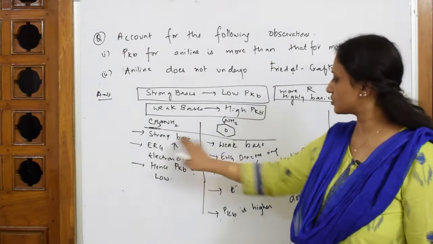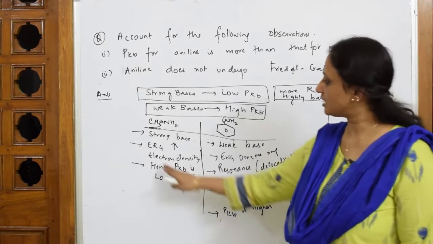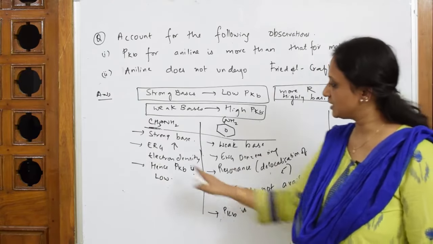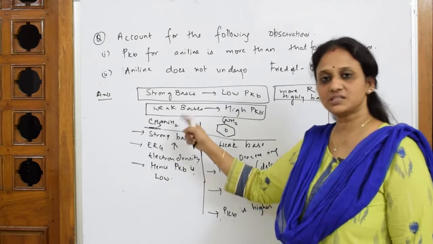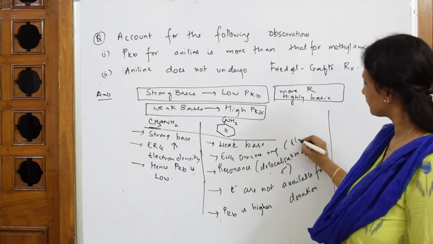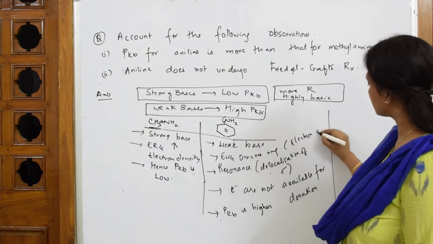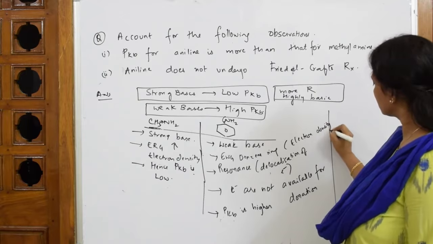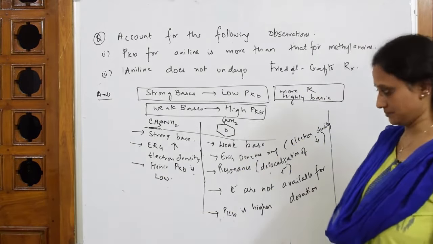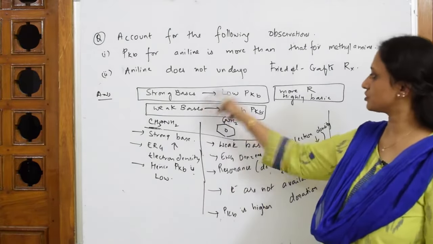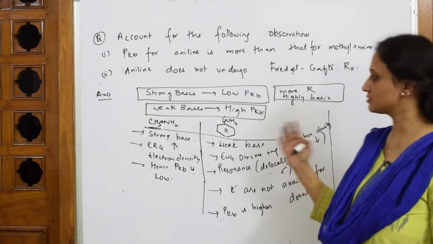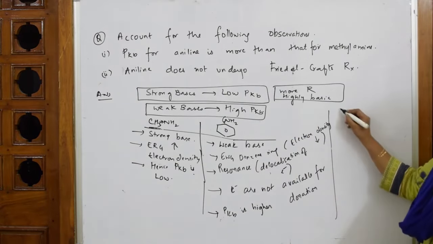I've compared between strong and weak. Point number 1, I've compared between electron releasing and electron withdrawing. Because of this, electron density increases. Because of this, electron density decreases. Done. Then I've come back to pKb. I said low for strong bases, pKb high for weak bases. This is your answer. Let's come back and answer the B part.